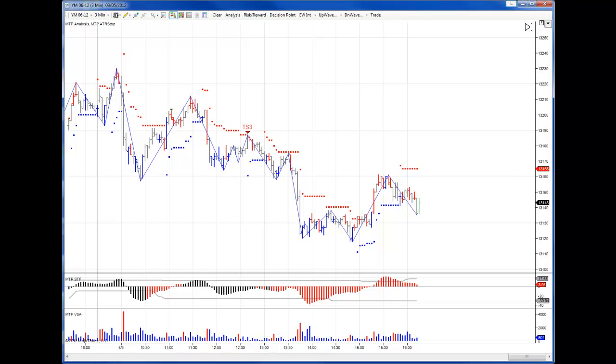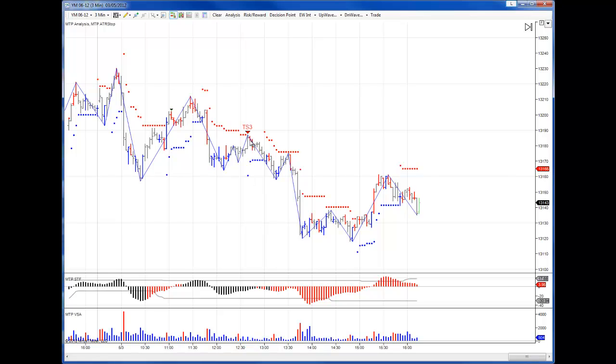In this video I would like to take a look at the YM on the 3-minute chart for yesterday, which was May the 3rd, Thursday, using the MTPRT add-ons for NinjaTrader 7. In particular, I'd like to have a look at this TS3 sell setup we had here. But first, let's look at this chart from a standard trader's point of view.